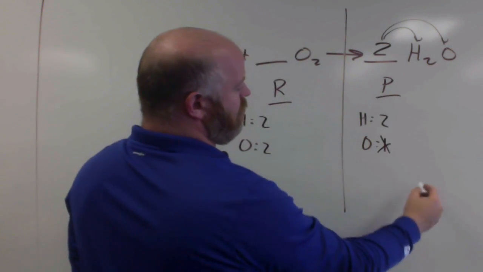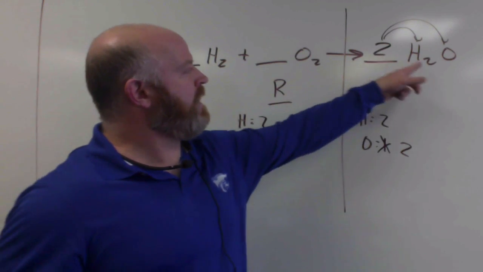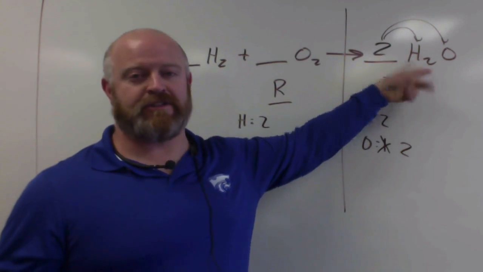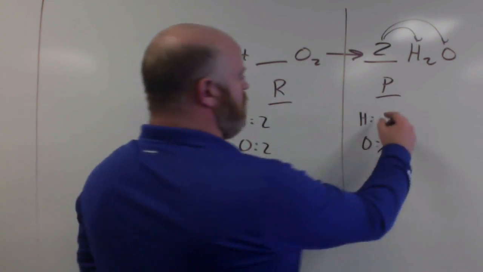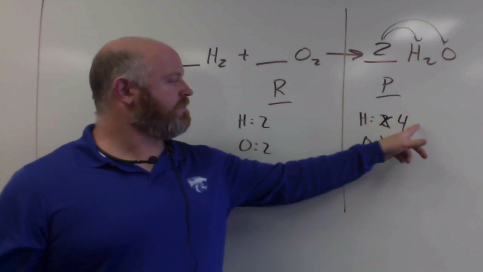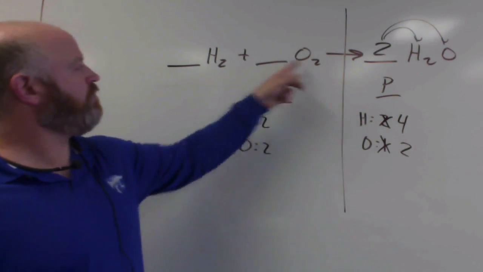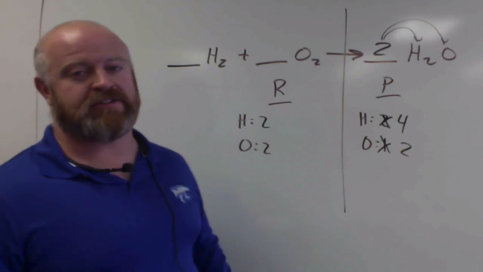So I'm going to change my score to a 2. But here's the drag. By doing that, I now change my hydrogens. So I was balanced here, but I now have doubled my hydrogen, which makes it a 4. That's okay, because what I have left is 2 things by themselves. So it should be really easy now for me to balance this reaction and finish it up.